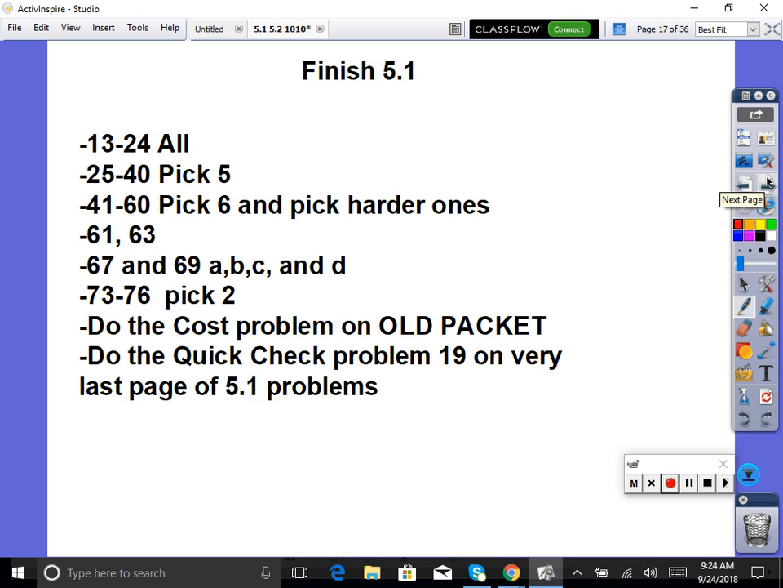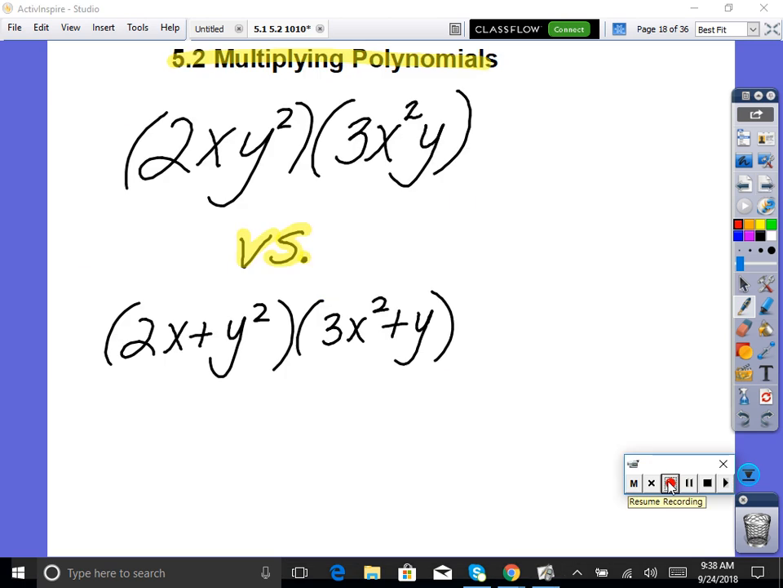Before we go on to 5.2, practice some. Here are the problems that I would do, the minimum problems. So this is what's required, because there's about 10 million more than that. So which packet are we doing? The new packet you picked up today. So it says multiply the polynomials.